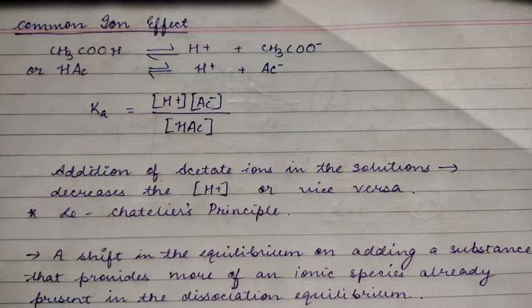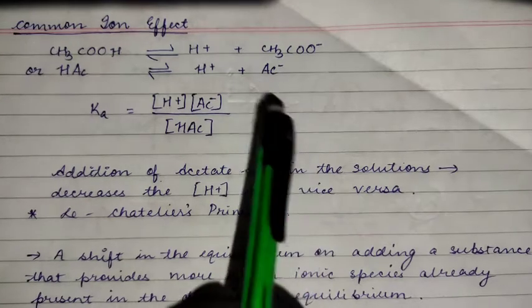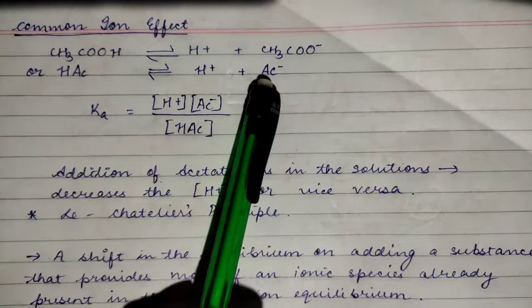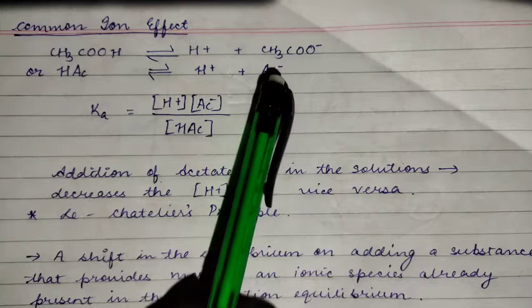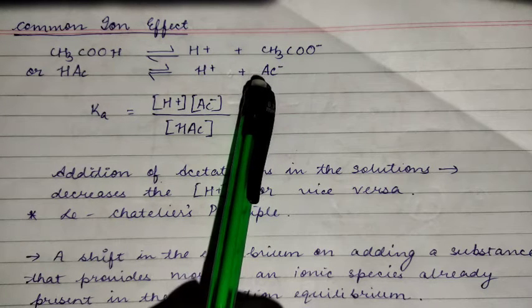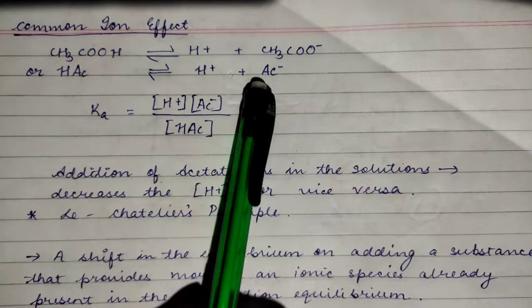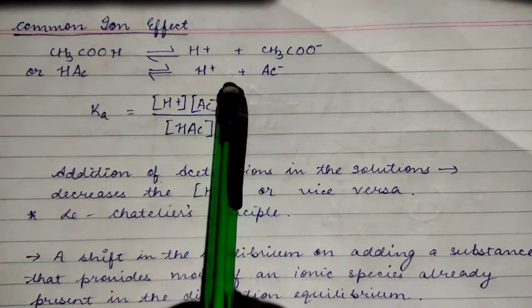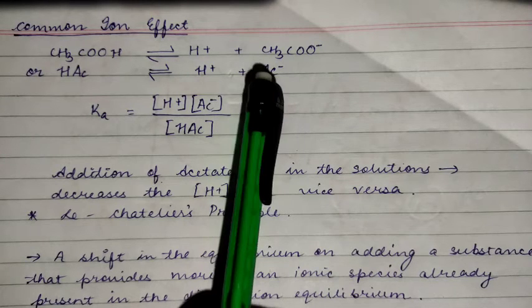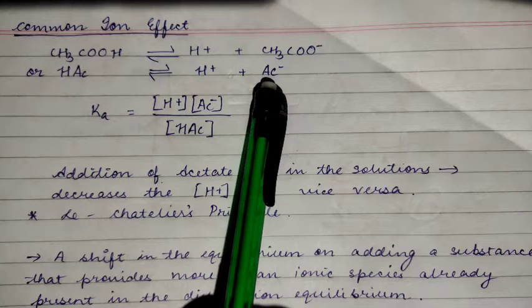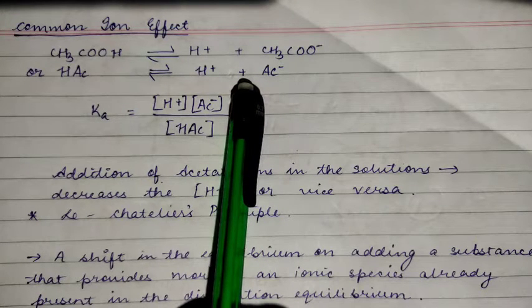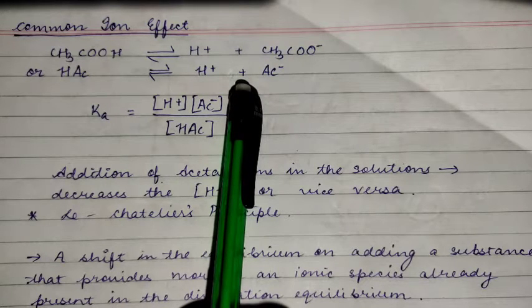Now in the equilibrium mixture, if we are going to add some extra acetate ions, then what will happen? According to Le Chatelier's principle, the concentration of the acetate ion has increased. Since it was in equilibrium, now you have disturbed the equilibrium mixture by adding more acetate ions, so the system will try to decrease it. If you are increasing the concentration, the equilibrium mixture will try to decrease the concentration.